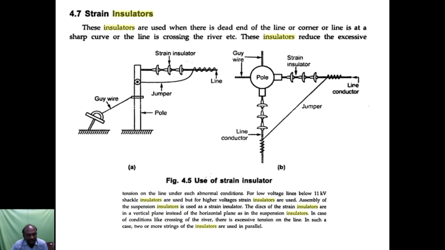Then strain insulators. Strain insulators are horizontally fixed with the connectors. These insulators are used where there is a dead end of the line, or a corner, or a sharp curve on the line, or where the line is crossing a river. So in such particular situations, we use strain insulators.